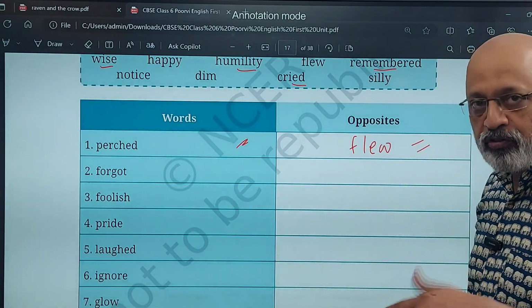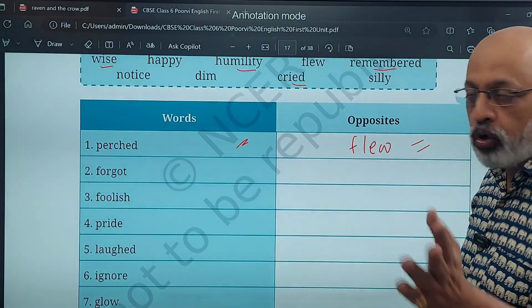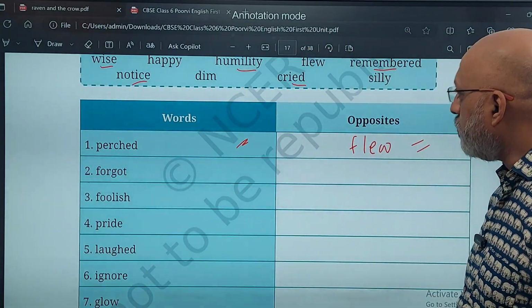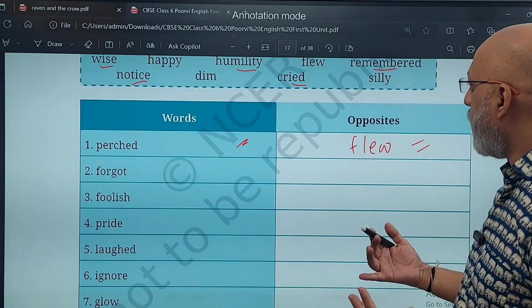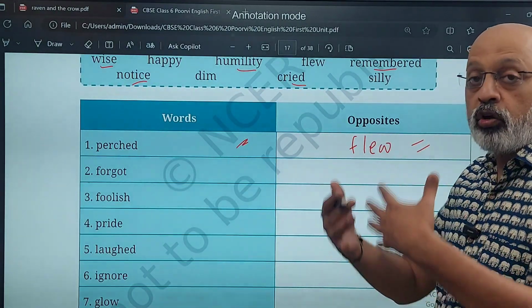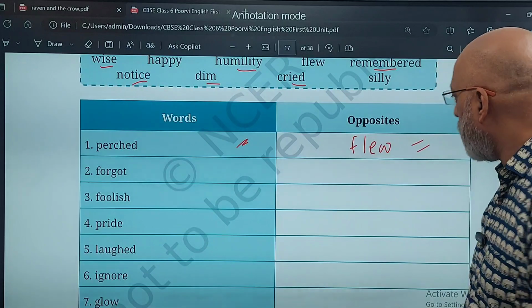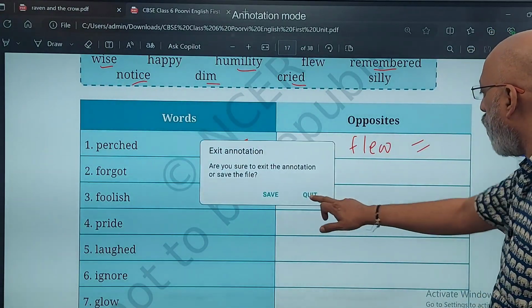Ignore, yani ki you kind of ignore, you don't take note of anybody. The opposite is notice. Glow means there is a lot of light on your face. The opposite is dim, when there is no light at all. It is all dark.